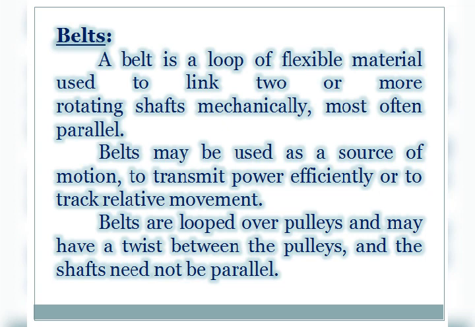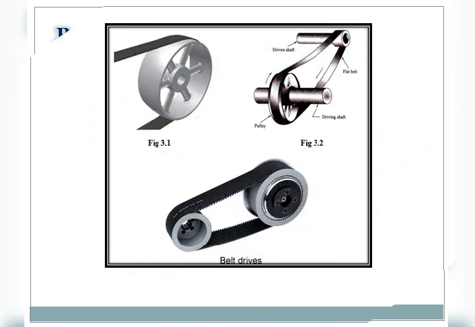A belt is a loop of flexible material used to link two or more rotating shafts mechanically, most often parallel. Belts may be used as a source of motion to transmit power efficiently or to track relative movement. Belts are looped over pulleys and may have a twist between the pulleys, and the shafts need not be parallel. So here one of the conditions is belts are used to transmit the power between parallel shafts. Unlike gears, here it is possible to transmit the power between the parallel shafts.